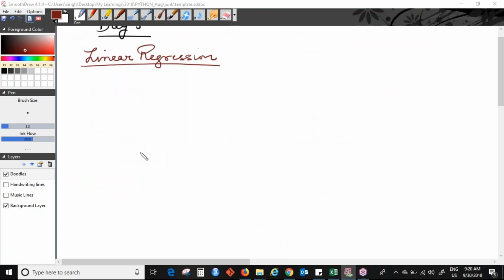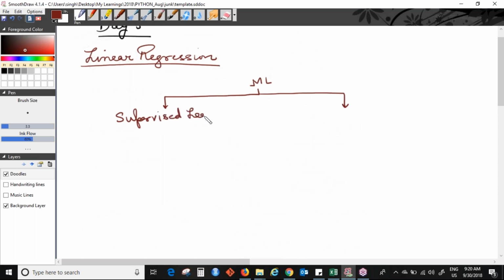So today we will be talking about our first machine learning algorithm, which is linear regression. Okay. If you remember, in the last class we discussed the different types of machine learning. Machine learning is broadly divided into two types, both of which we'll be covering today. One is called supervised learning. The other is unsupervised learning.